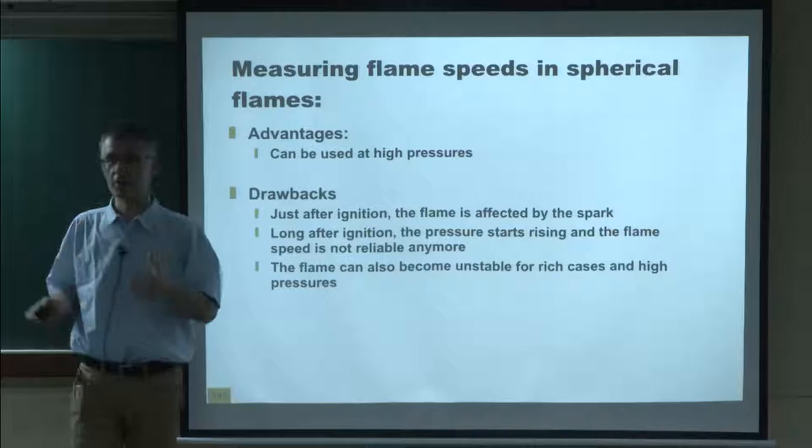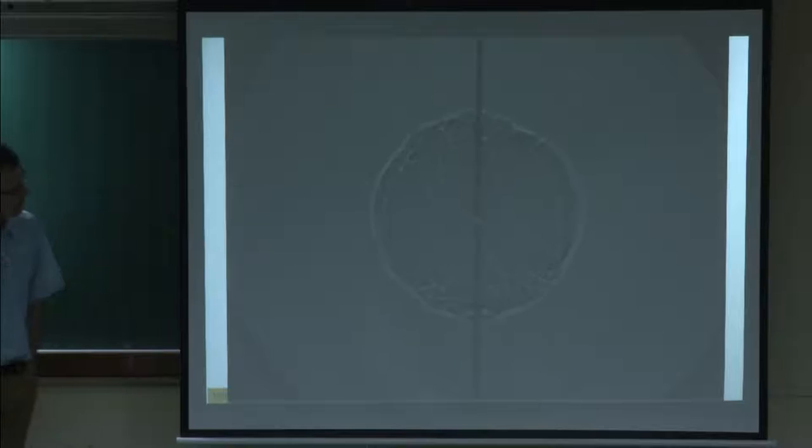This is a visualization from the USC group. You start with a spherical flame here, but as you can see, very rapidly, even on those flames, you get structures. And then, of course, you know, that they change the shape, that would change the flame speed that you would measure.